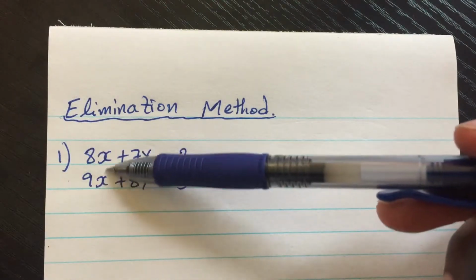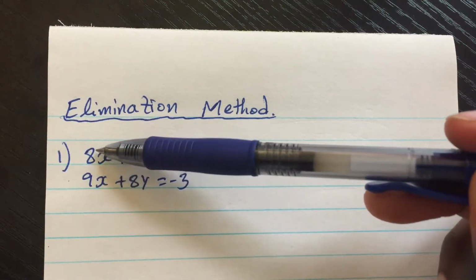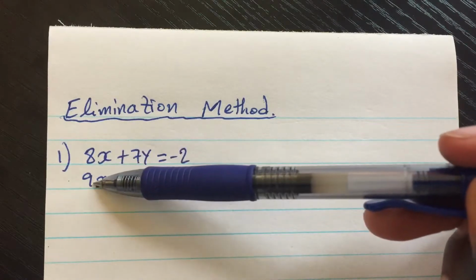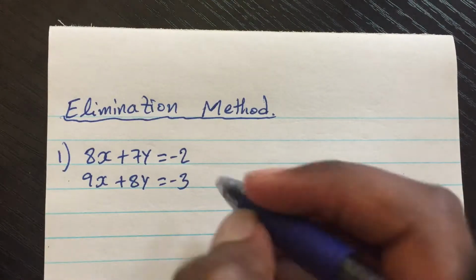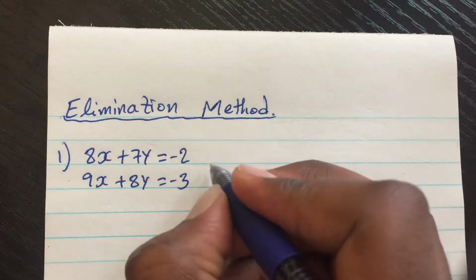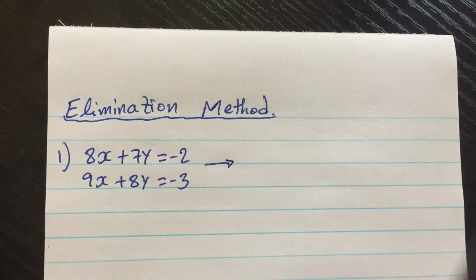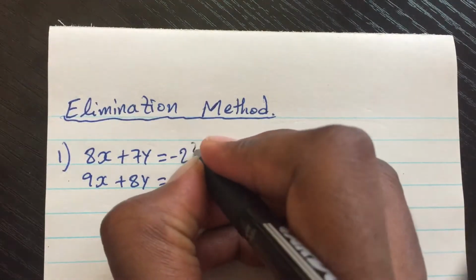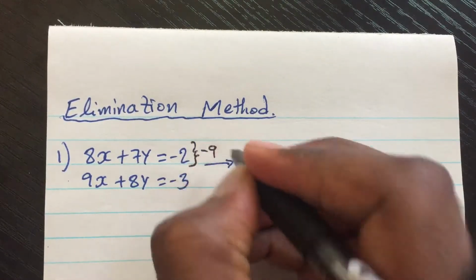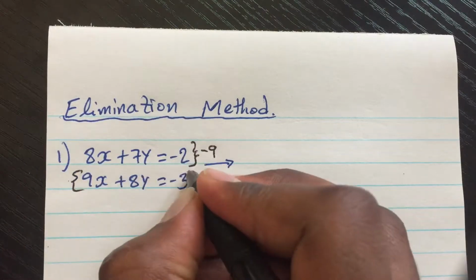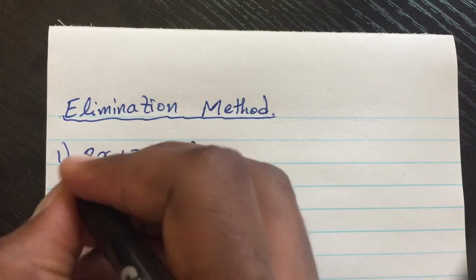So if you want to eliminate x, for example, we can multiply this by 9, multiply this by a -8. That is, one of them has to be the opposite sign. So let's say I want to eliminate the variable x. And to do that, what I'm going to do here is multiply the first equation by -9, the second equation by 8.